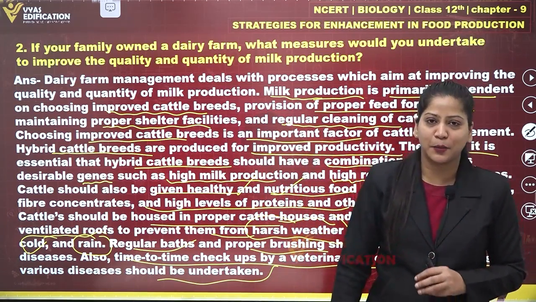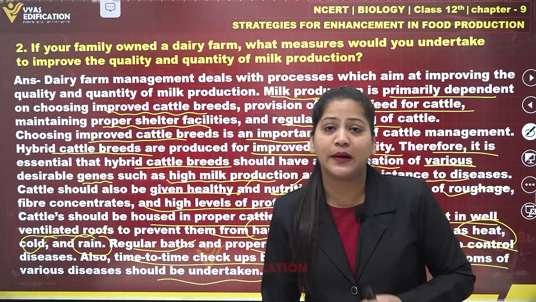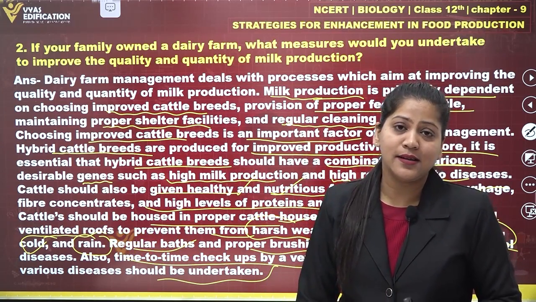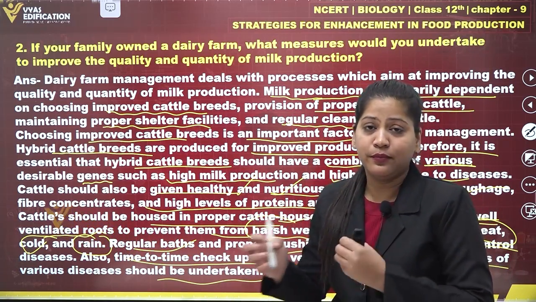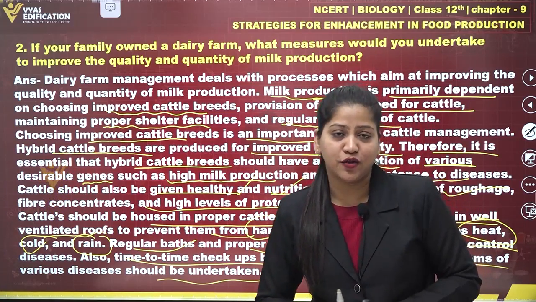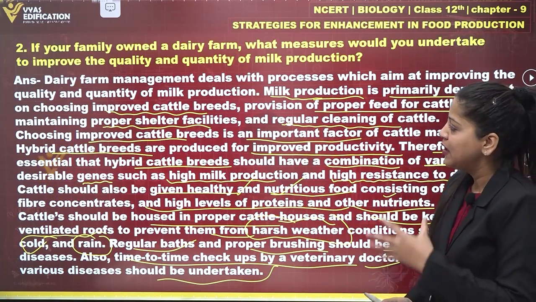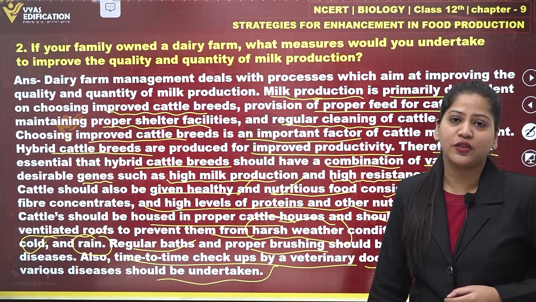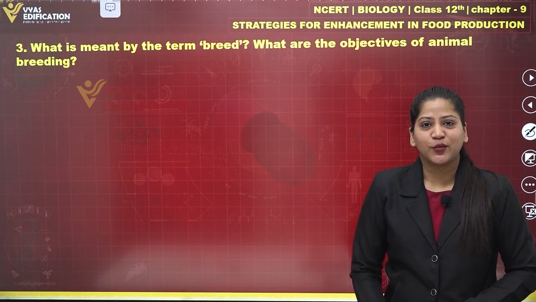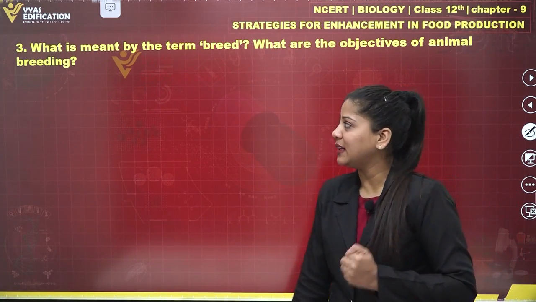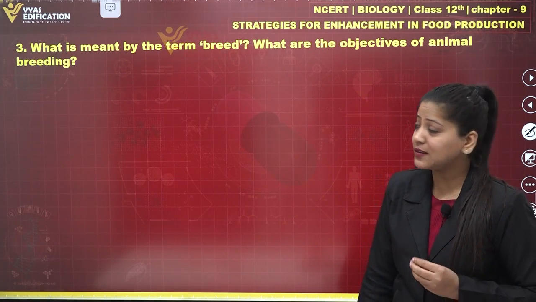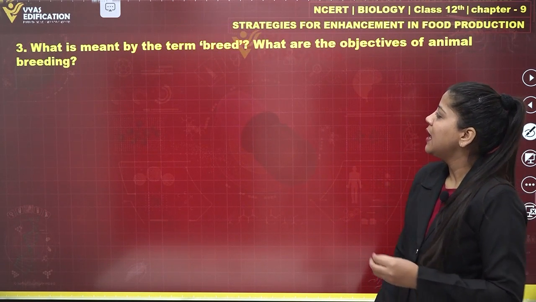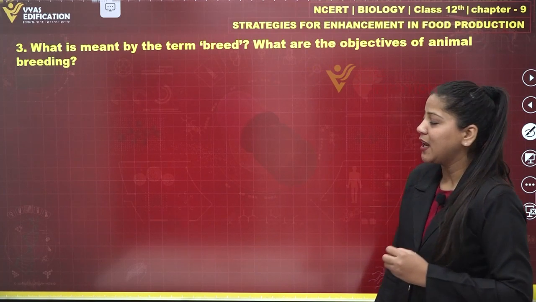So all these are the measures which we have to undertake for the cattle which we are rearing in our dairy farm. So this is the detailed solution of question number 2. Now let's talk about the next question, that is question number 3, and in this question we have been asked what is meant by the term breed and what are the objectives of animal breeding.